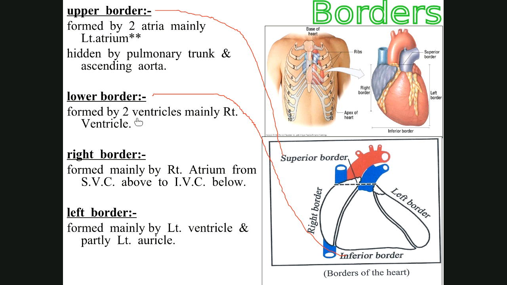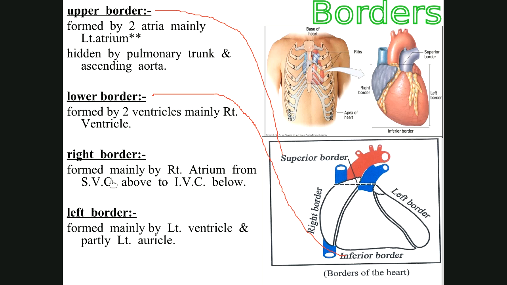The lower border is formed by two ventricles. So always remember, the lower part of the heart is made up of ventricles and the upper part by atria. That will come in the next slides. The lower border is mainly formed by two ventricles. Out of this, the inferior border is formed by the right ventricle.